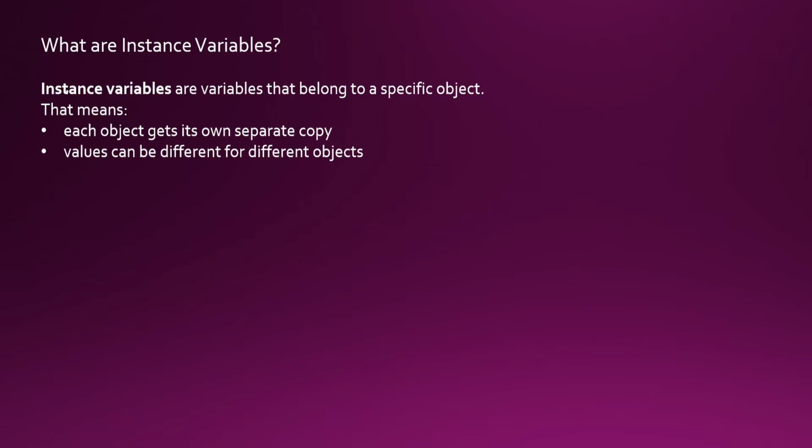Next is, what is an instance variable? Instance variables are variables that belong to a specific object. That means each object gets its own separate copy. Values can be different for different objects. Now see, if we write like this, class Student. Now I'm defining my constructor.